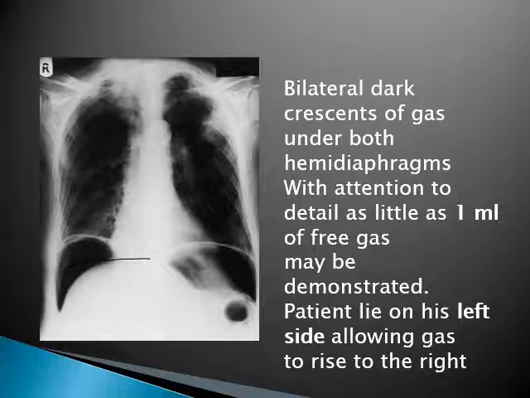Let's discuss pneumoperitoneum. It is diagnosed by the presence of bilateral dark crescents of gas under both hemidiaphragms. This is a large pneumoperitoneum, but a small amount of gas requires time to rise to the subdiaphragmatic position. So it is a good idea to leave the patient upright for 10 minutes to allow this to happen before taking the X-ray. With attention to detail, as little as 1 ml of free gas may be demonstrated, or the patient can lie on his left side, allowing gas to rise to the right side.